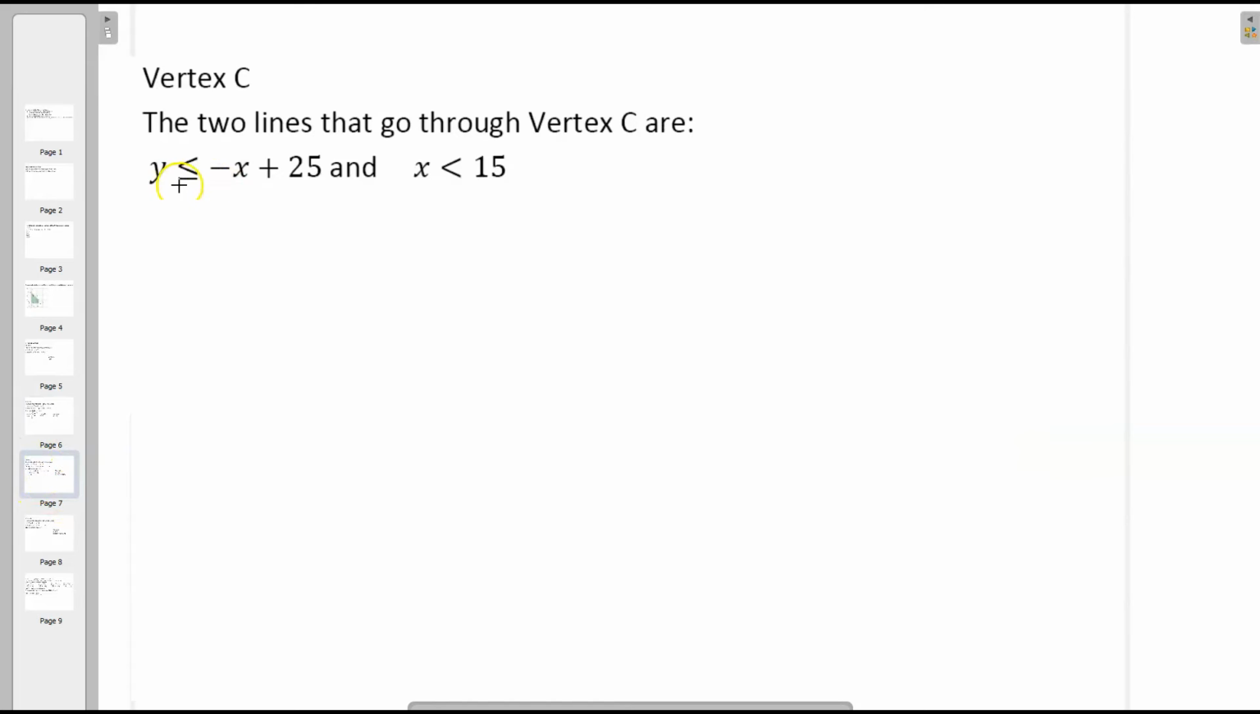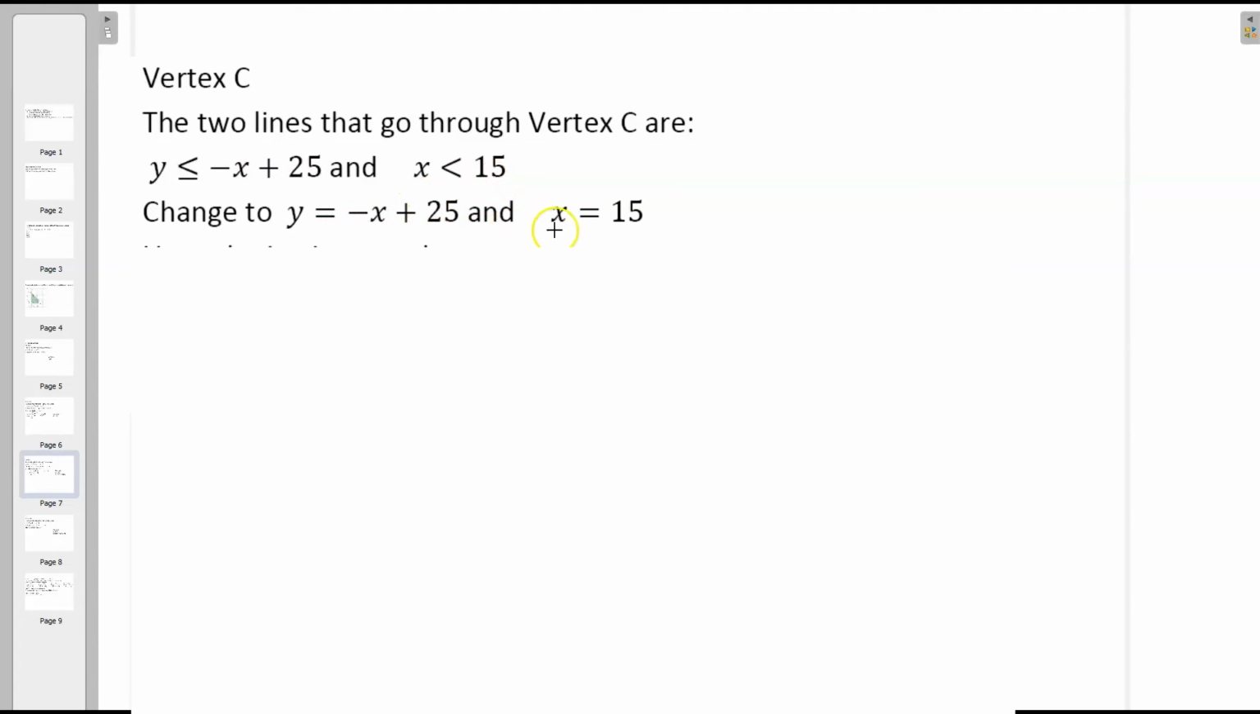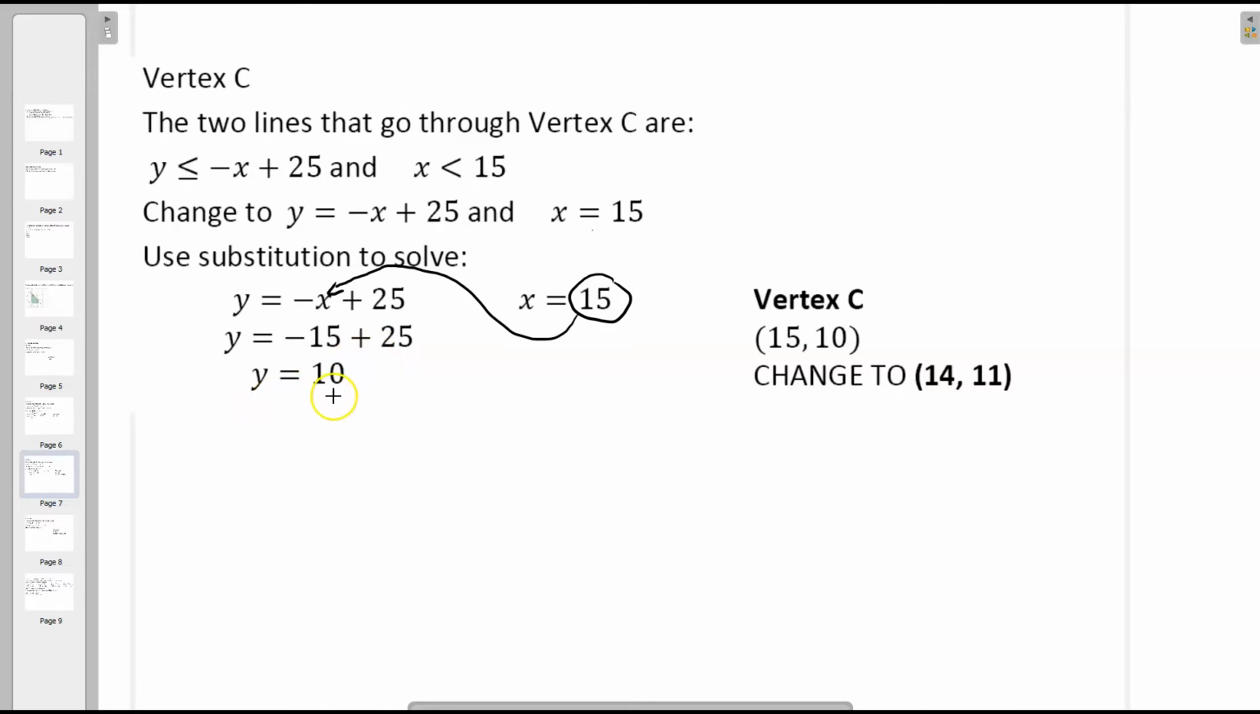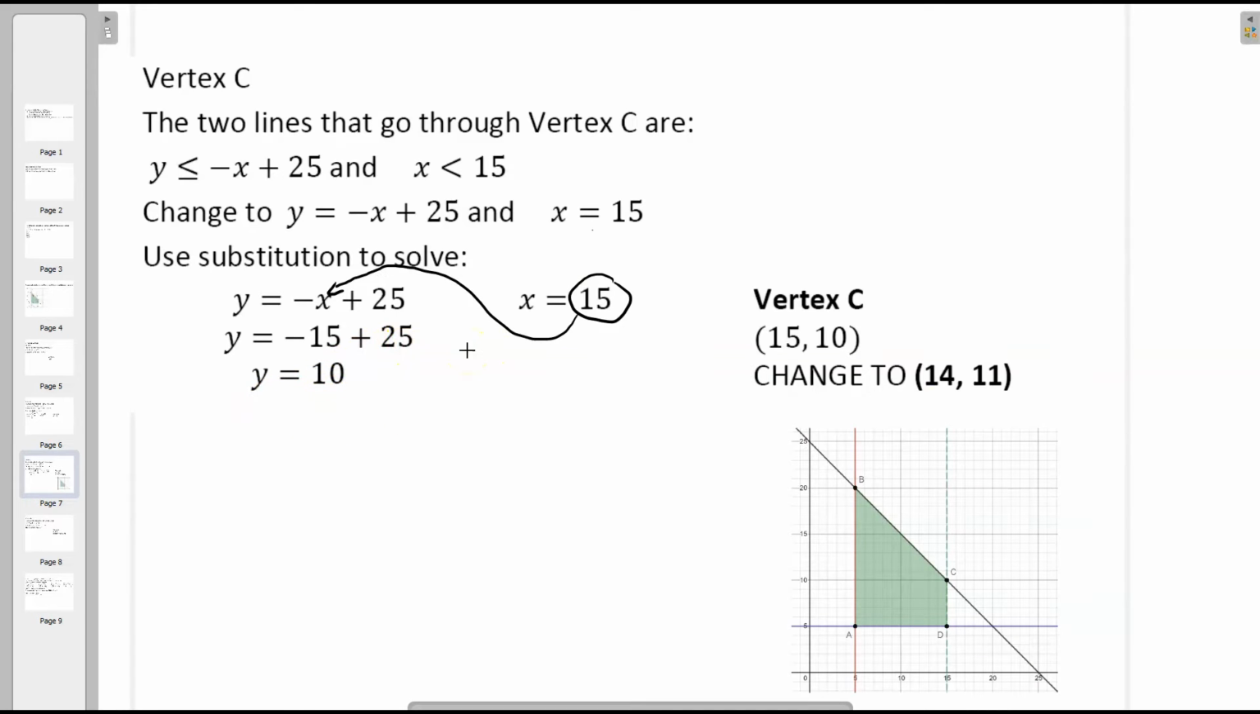Vertex C, the two lines that go through vertex C are y less than or equal to negative x plus 25 and x less than or equal to 15. Change those to equations with equal signs, and again relying on substitution, we take the 15 and put that in for x, and we solve, we get y equals 10. So that gives us a vertex of 15, 10.